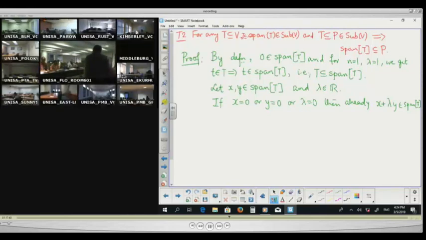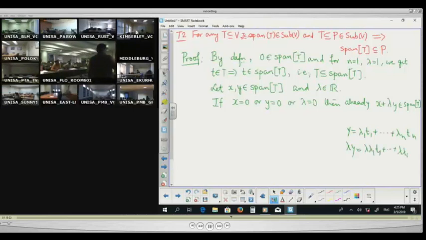If y is not 0, there exist finitely many numbers lambda 1, lambda 2, ..., lambda n, and t1, t2, ..., tn, so that y is that sum, right? Multiplying by lambda, it is still a finite linear combination of members of T. So y would look something like this, and lambda y is lambda times lambda 1 t1 and so on, which is again in span of T, right? So that happens if x is equal to 0.